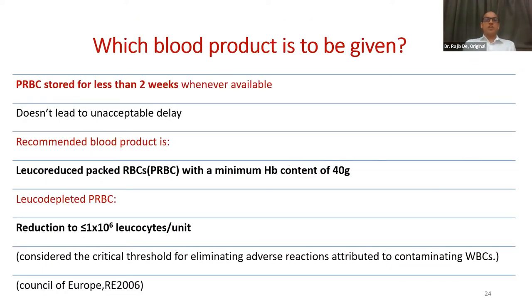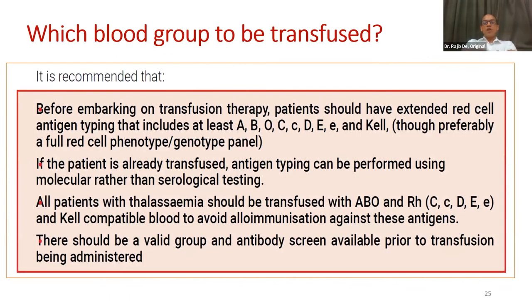Now, which blood product is to be given? It is said that relatively fresh blood needs to be infused, so that post-transfusion survival is good within the patient's body. So PRBC stored for less than 2 weeks is ideal for transfusion, and it is better to give a leukodepleted blood product, that is a blood product with less than 1 × 10^6 leukocytes per unit, because leukocytes are associated with a lot of complications, especially in thalassemia. They can cause transfusion-related infections. They can cause febrile non-hemolytic transfusion reaction. They can help to produce alloantibody formation, anti-HLA antibody formation. So that's why a leukodepleted blood product is preferred.